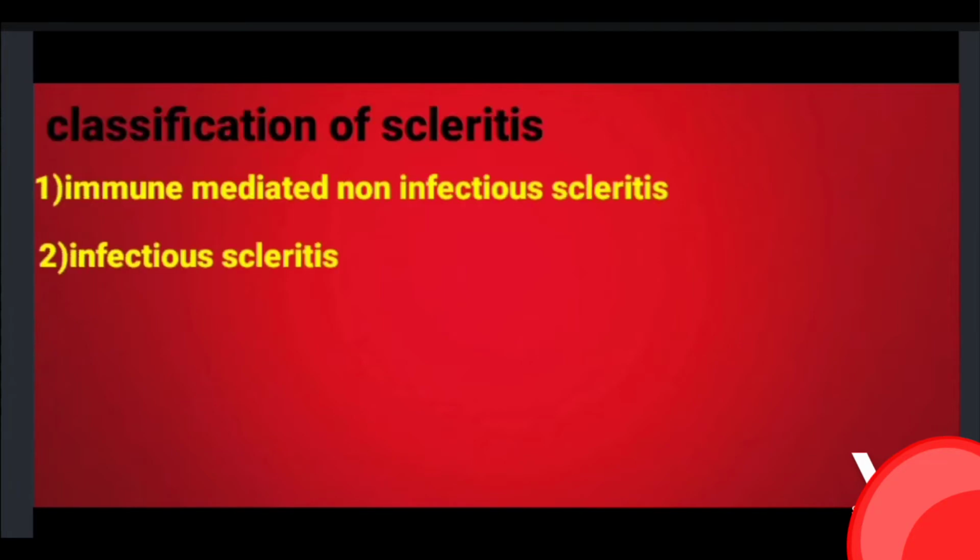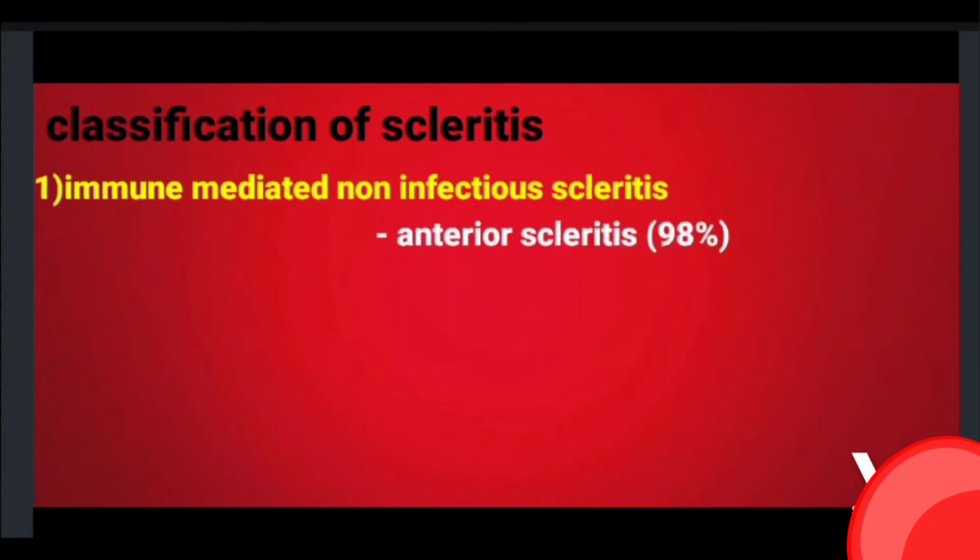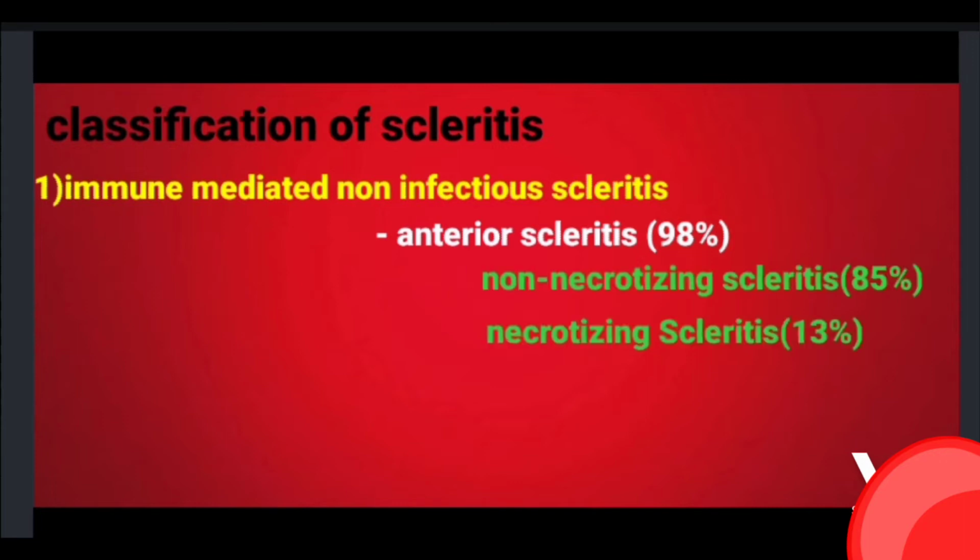Then comes classification of scleritis. First is the immune mediated non-infectious scleritis and the second is the infectious scleritis. Immune mediated non-infectious scleritis is of two types. First is anterior scleritis, which occurs in 98%. Anterior scleritis is of two types: non-necrotizing scleritis, which occurs in 85% of cases, and necrotizing scleritis, which occurs in 13% of cases. Then the other part is posterior scleritis, which occurs in only 2% of cases.